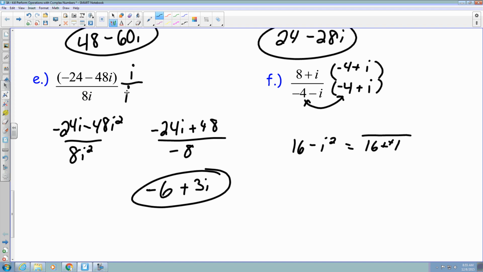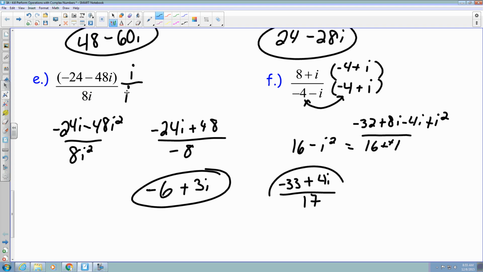Now the numerator is different, but we're just going to FOIL it out. So 8 times negative 4 is negative 32. 8 times i is plus 8i. i times negative 4 is minus 4i. And then i times i is plus i squared. Well, again, we know that i squared is negative 1. So when I combine that, I'm going to have negative 33, because negative 32 plus a negative 1 is negative 33. And then when I combine 8i and negative 4i, I get 4i on the top, and it's all divided by 17.